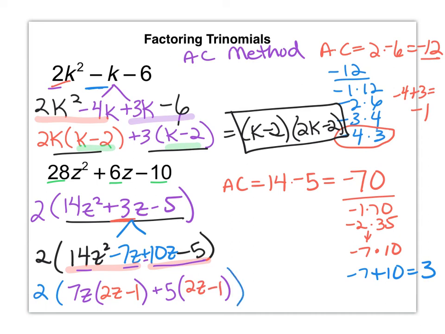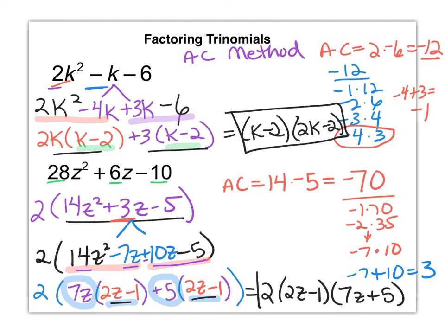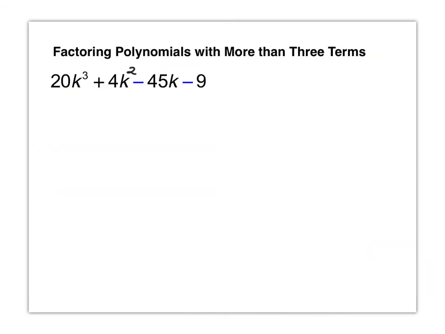So notice here that we have 2z minus 1 and 2z minus 1, what they have in common. And then out in front, 7z, out in front here, 5. So our factored form can be written as 2 as that single greatest common factor that we took out from the beginning, the factor of 2z minus 1, and the factor, when you take out the 2z minus 1 from both of those, the remaining factor is 7z plus 5. This is our polynomial written in factored form.